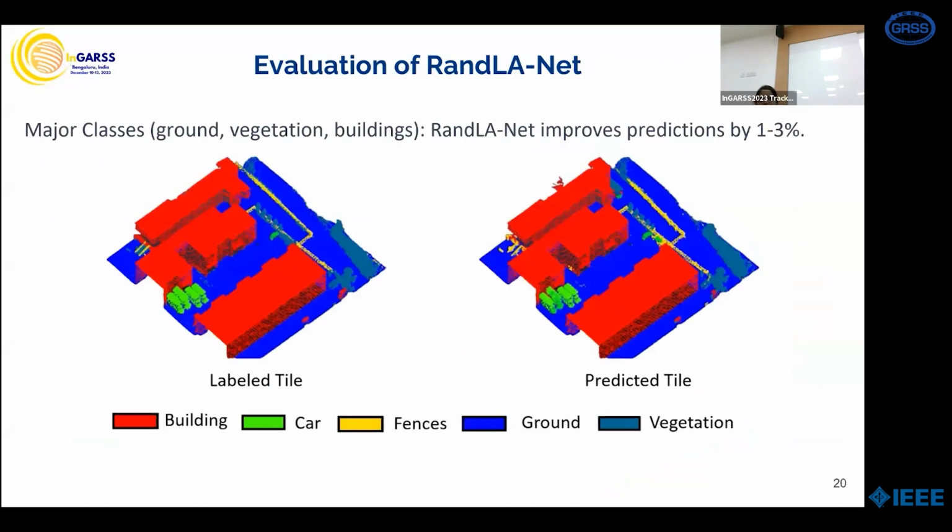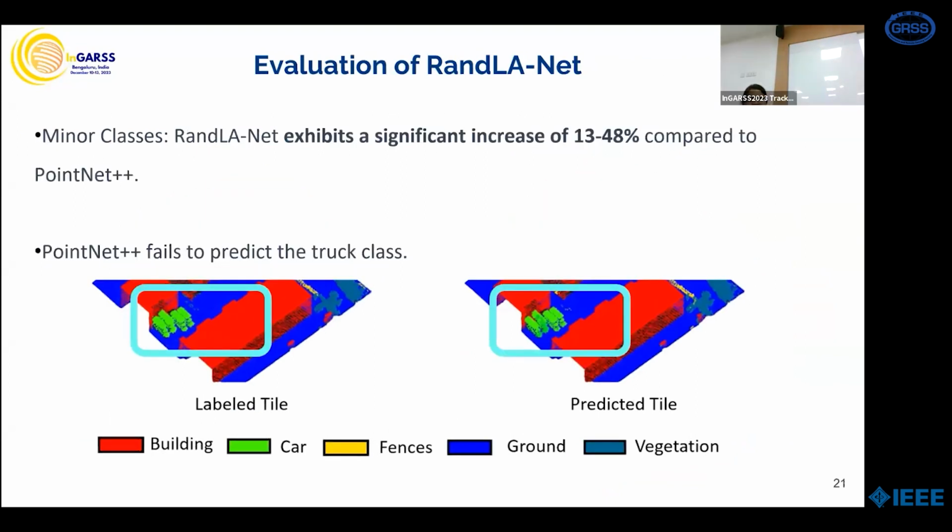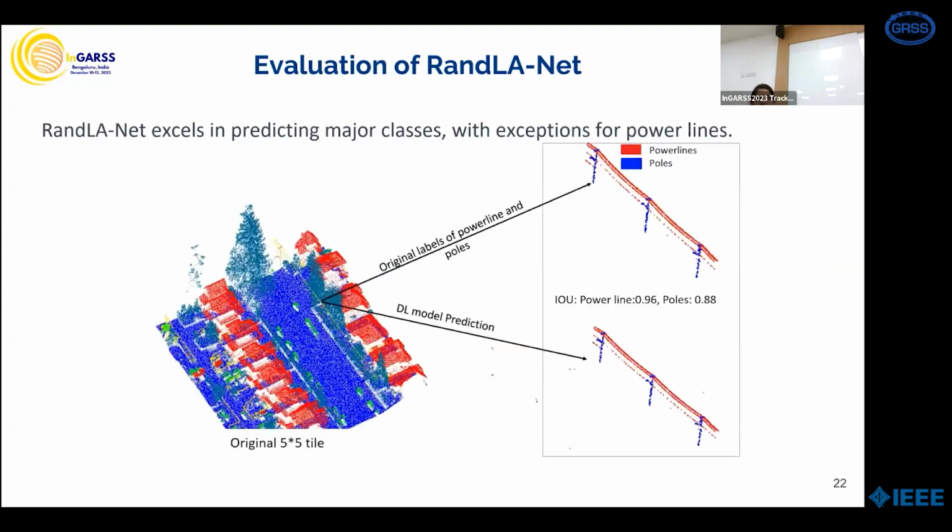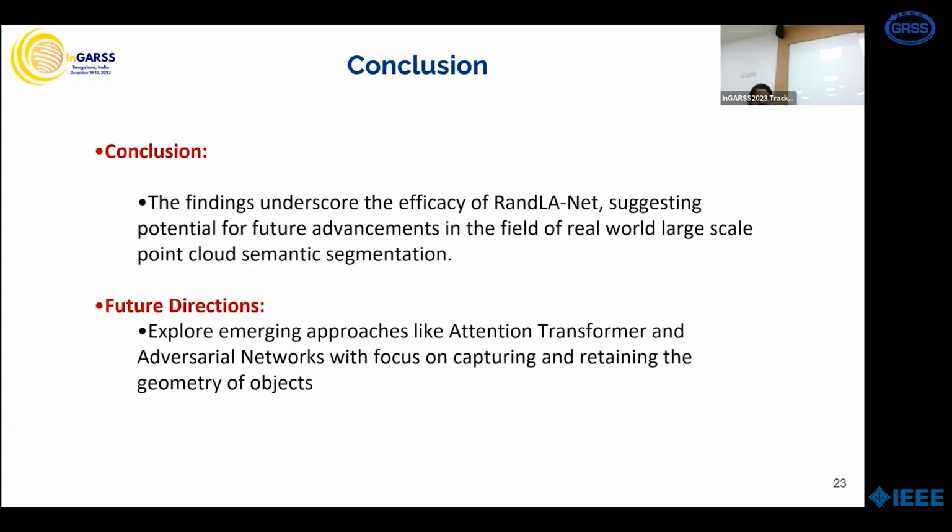For the major classes, ground, vegetation and buildings, the prediction accuracy has increased by 1 to 3%, whereas for the minor classes, the prediction accuracy has increased significantly by 13 to 48%. RandLA-Net excels in predicting all the minor classes except power lines. And in conclusion, we can say that the findings underscore the efficacy of RandLA-Net, suggesting its future advancements in the field of real-world large-scale point cloud semantic segmentation.